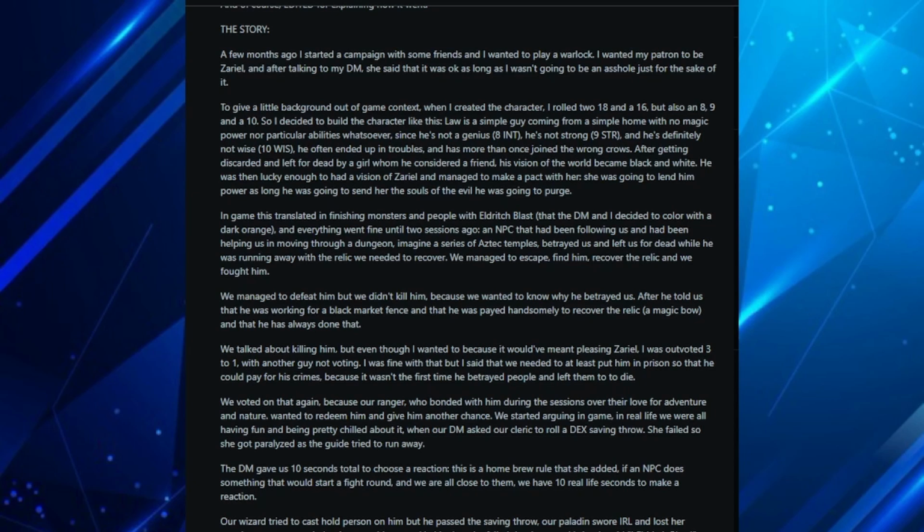We managed to defeat him, but we didn't kill him, because we wanted to know why he betrayed us. After he told us that he was working for a black market fence, and that he was paid handsomely to recover the relic, a magic bow, and that he has always done that. We talked about killing him, but even though I wanted to because it would have meant pleasing Zoriel, I was outvoted 3-1, with another guy not voting.